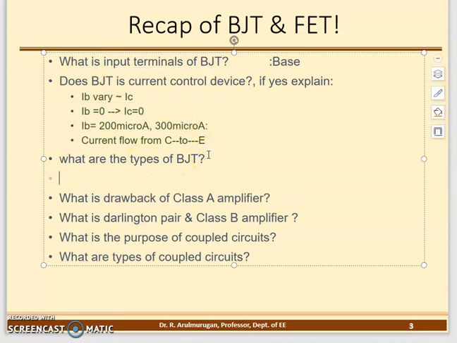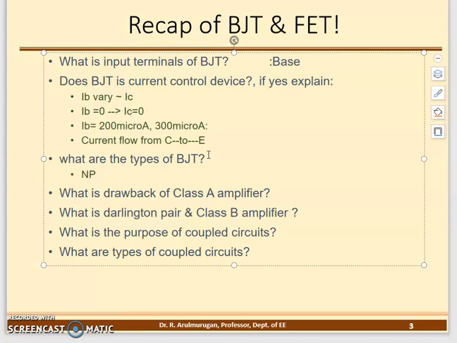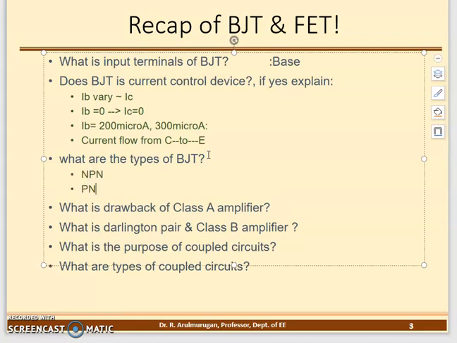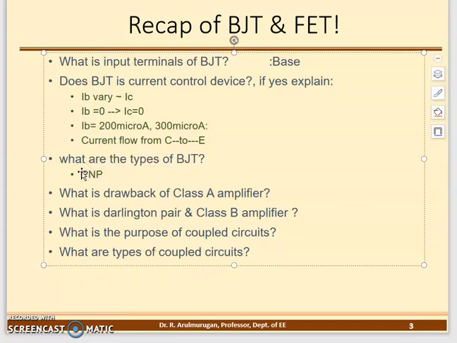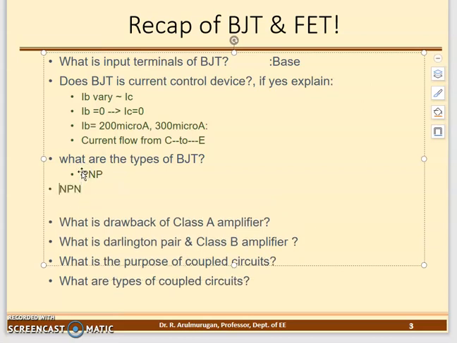What are the types of BJT? The BJT is classified into NPN type and PNP type. So the center terminal is either P or N. N means inward direction. If you take them in alphabetic order, first N comes, then after that P comes. For the center point, in alphabetic order, first the center is N, then after that P comes. P, like pineapple.